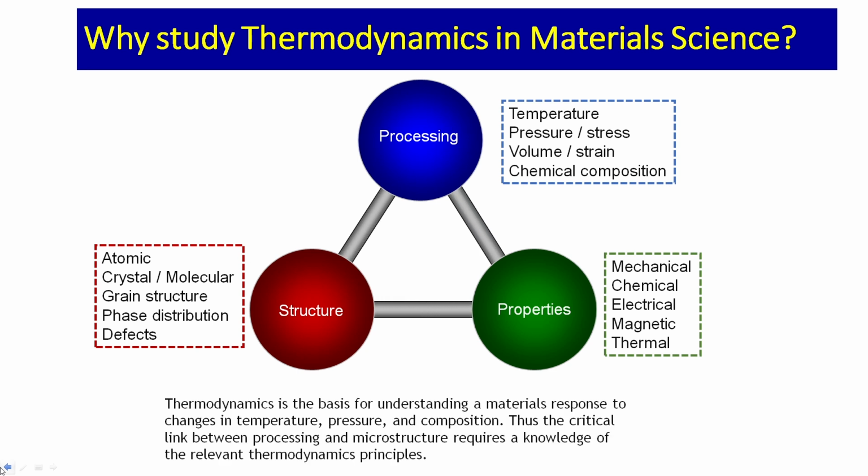So, thermodynamics is the basis for understanding any material response to changes in temperature, pressure and chemical composition, and that is why it is the most critical link between processing and microstructure. We need to know these aspects very well. Let me tell you, these three important pillars, processing, structure and properties, finally determine the performance of the material system. So, at the end of your discovery and design of materials, you are going to develop a system, right?